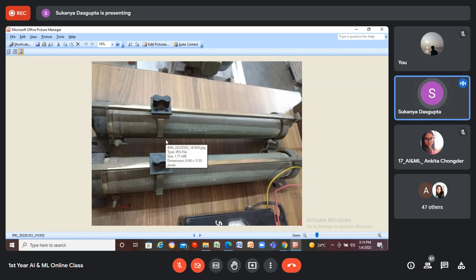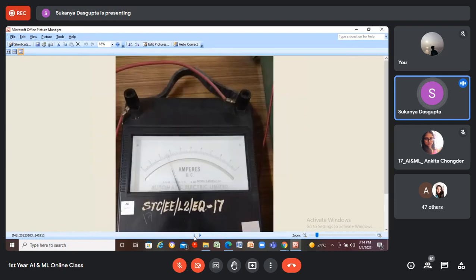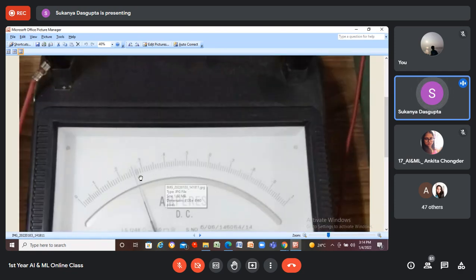These two are potential dividers used at the armature side. By adjusting these two, you will keep this armature voltage at 178 volt. At this situation, this ammeter is showing the field current value. It is exactly showing 0.25 ampere. We'll keep the field current at this value because this is the rated field current. Already we have seen it from the nameplate of the DC machine.